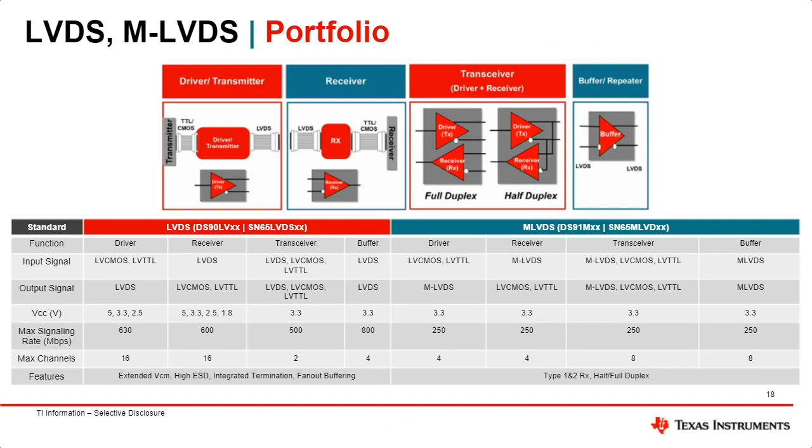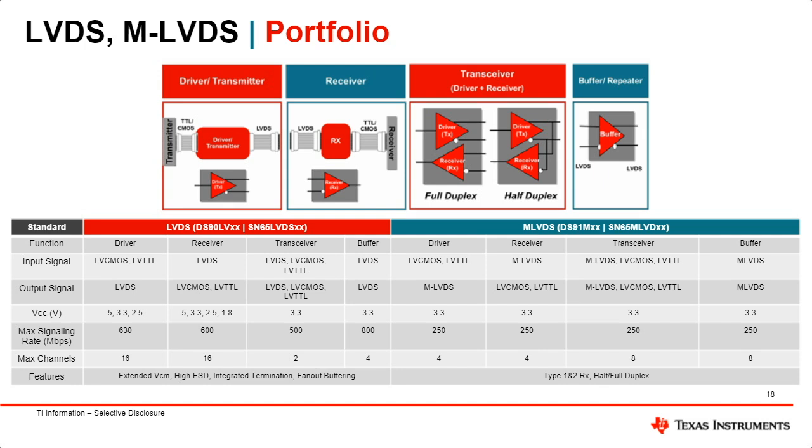So that was a quick summary of the LVDS and MLVDS standards. Now I'll share a little bit more on the different products TI has in our portfolio. So there are four main types of devices that we talked about a little. The first is driver. A reminder, a driver is used to take a single-ended signal such as CMOS or TTL, and translate that to LVDS. A receiver is used to take LVDS signals and translate that back to single-ended.